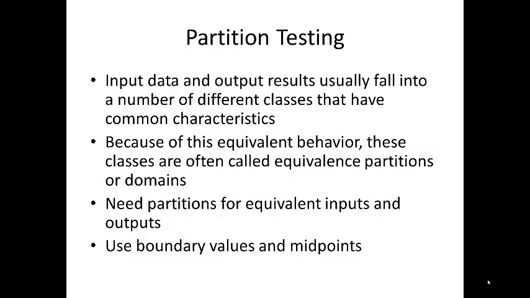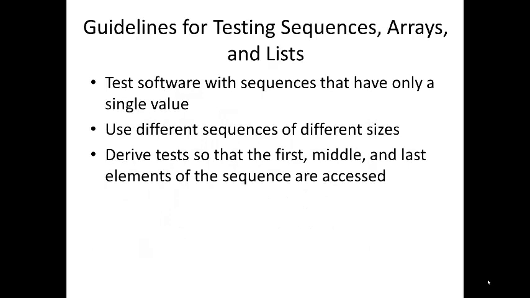And you also want to do the midpoints. So for example, if you run a loop 0 to 20 times, you want to test the loop when it runs 0 times, 1, when it ran about 9 or 10, and 1 when it ran 20. So especially when you're testing sequences, arrays, and lists, basically you want to use different sequences of different sizes, test the first, middle, and last elements as they're accessed.